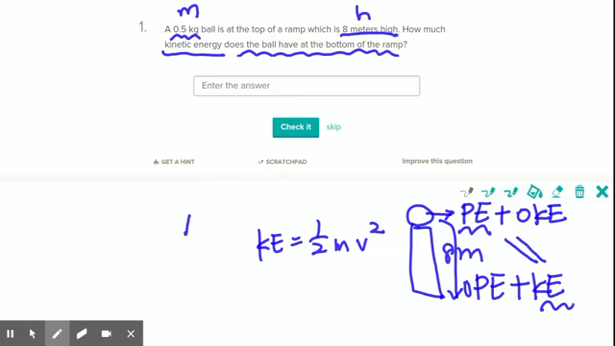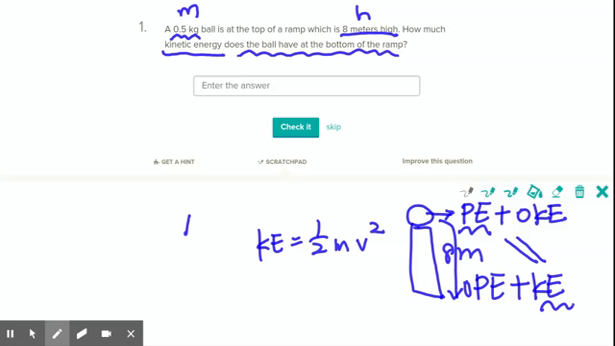Wait, so wouldn't it be like potential energy equals mgh? Wait, that's right. So yeah. Can you let Abby in? I am letting her in. Oh, okay. Cool. She has no patience. I just saw her name pop up.